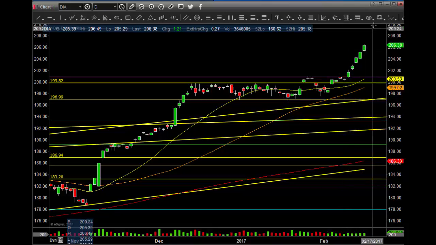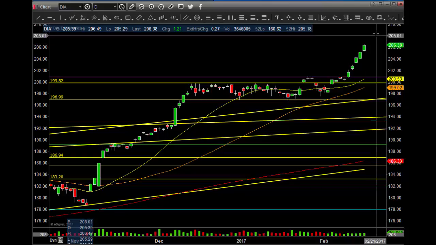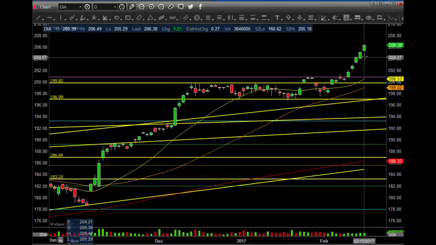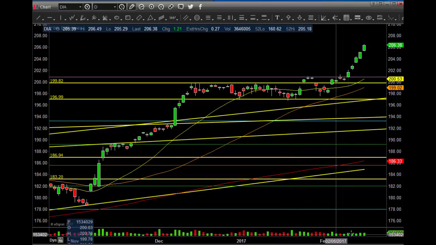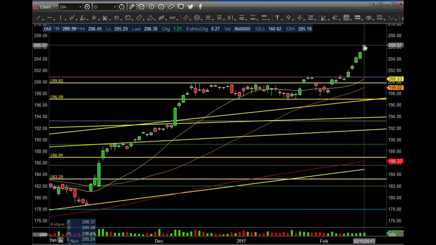Maybe we go to the 210 area. Let's start at 207, 208, all the even numbers and stuff like that. Volume's okay, guys. I wouldn't say, wow, there's some conviction. Look at everyone hopping in this market now.